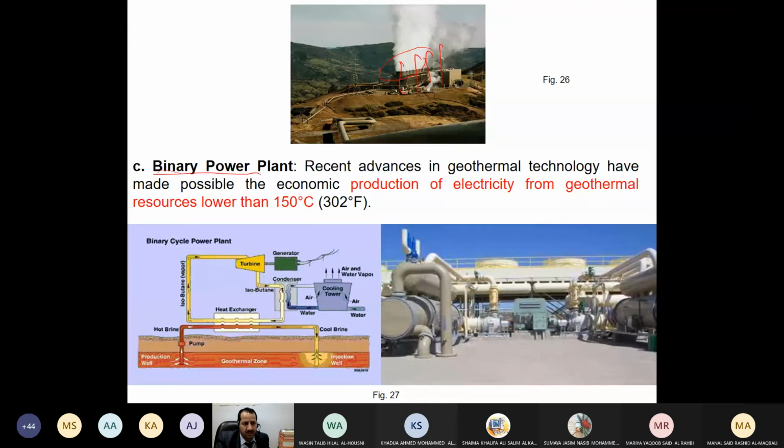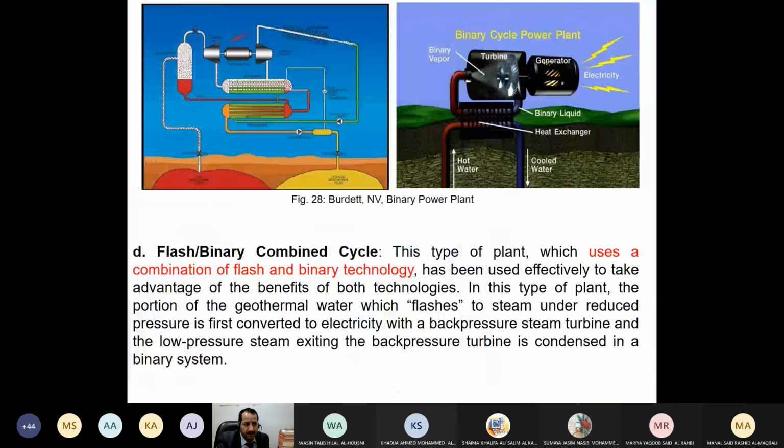at low temperature. For example, have a look here. This is the hot water coming here to the heat exchanger. Inside the second part of the heat exchanger, we have another fluid which can be converted to vapor at low temperature. Then we rotate the turbo generator here, condense, and go back. You see this binary.